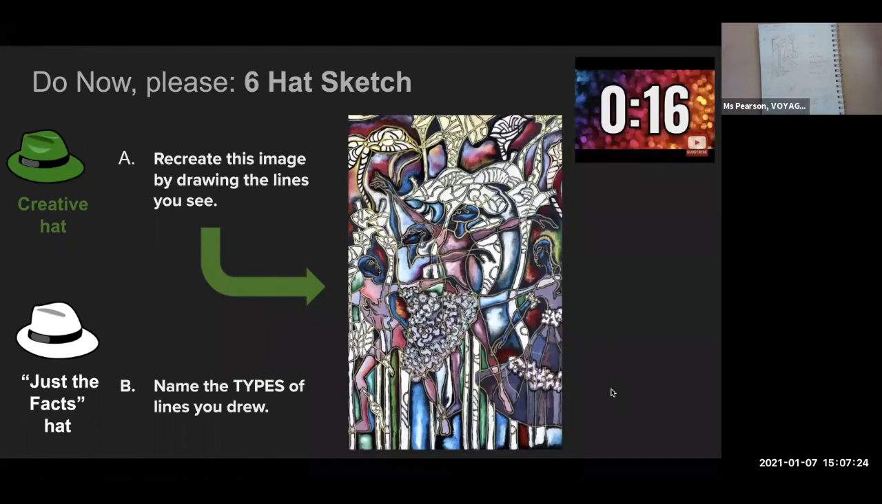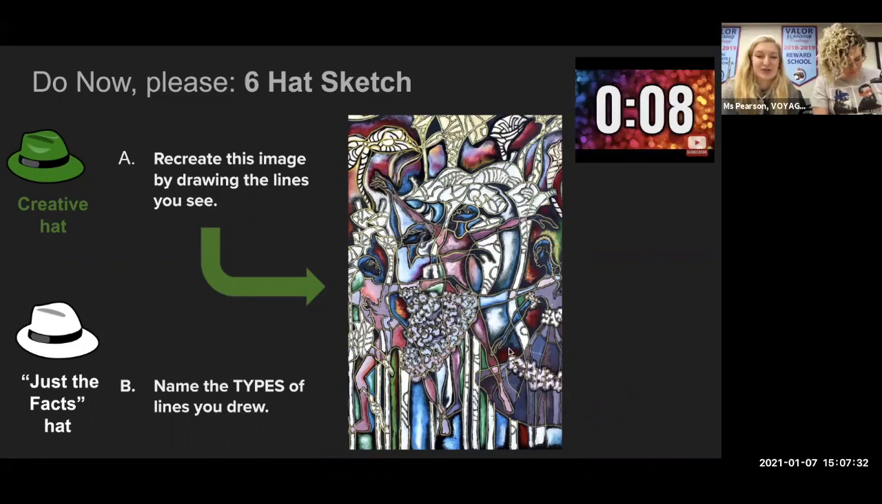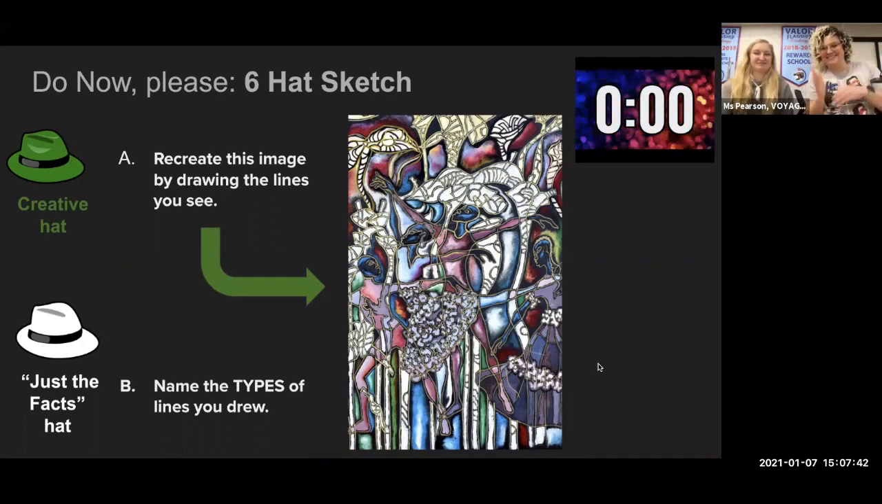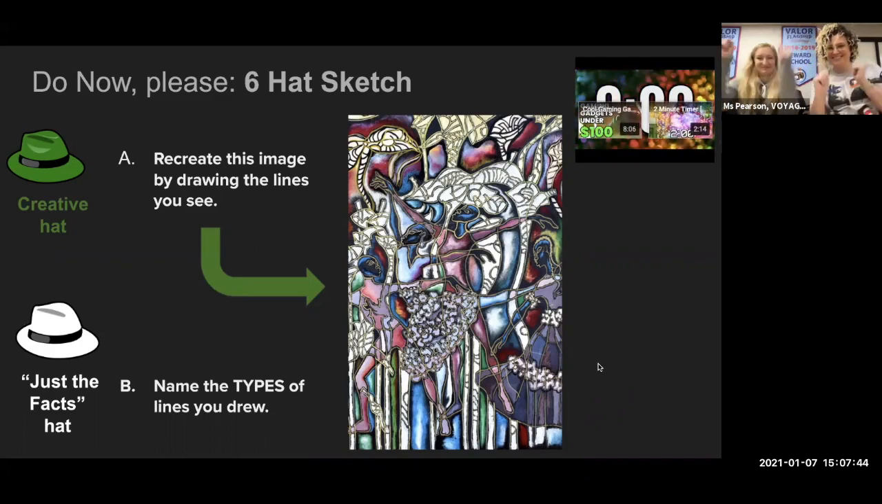And go ahead and start finishing up. We have 15 seconds left. And when that timer goes off, pencils will go down and we will be tracking the screen. In 3, 2, 1. Oh, pencil down. Tracking screen.